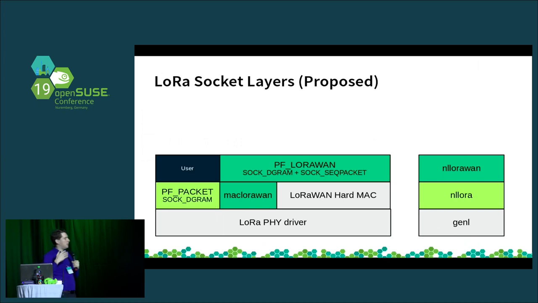Similarly, just like you have the config 802.11 module for Wi-Fi, there is a config LoRa module in the works, which allows you to set certain configuration details by exposing a netlink LoRa interface, such as, for example, setting the frequency, getting the frequency, setting the spreading factor, bandwidth, other aspects of the technology. This is being worked on at the moment.